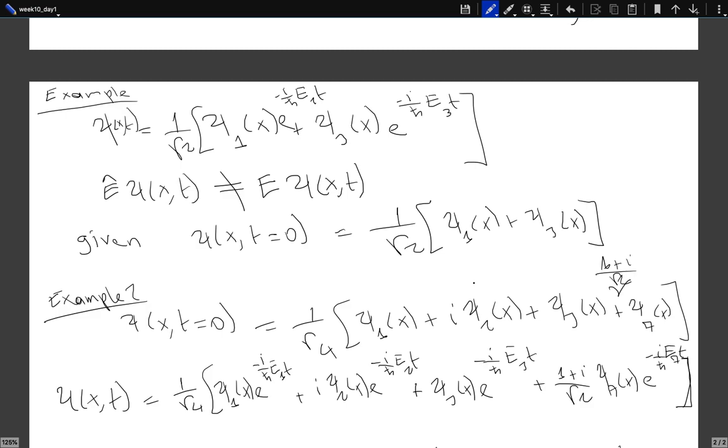Different probabilities, let's say, different energy values in this case.